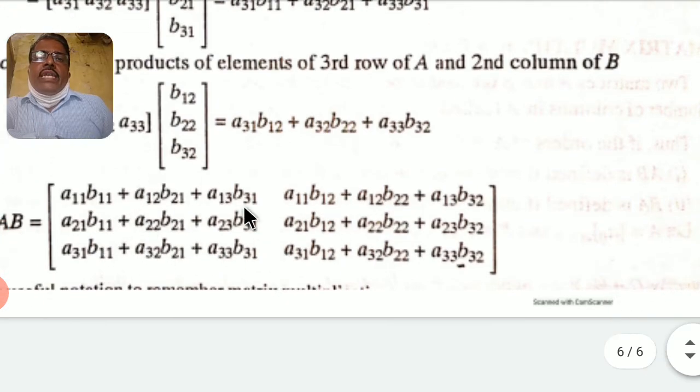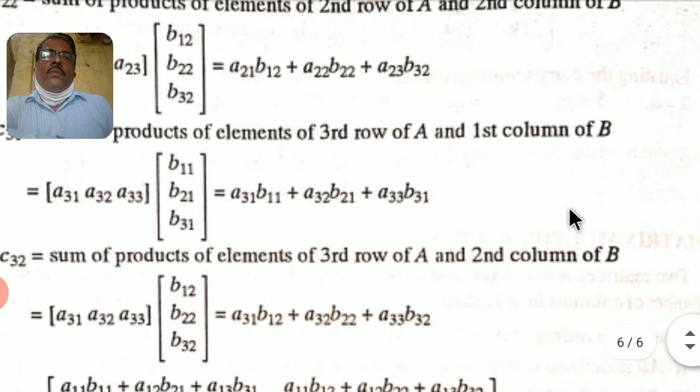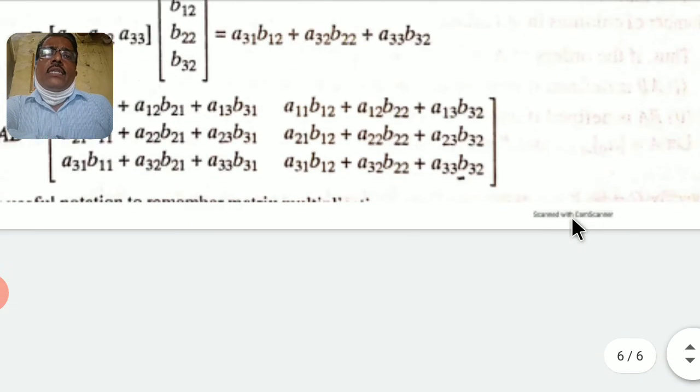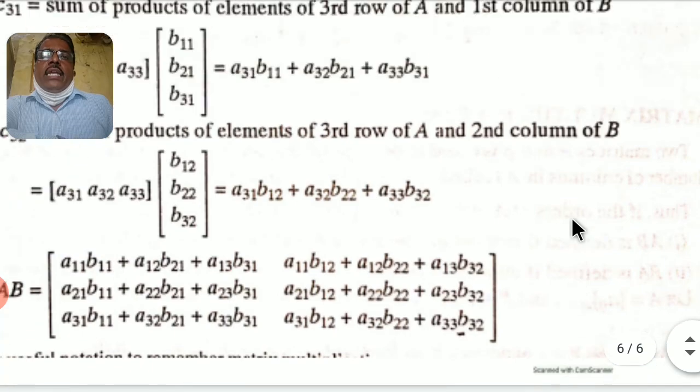And we get a new matrix, which is of order 3 cross 2. Okay, like that we have to multiply. So this is about matrix multiplication.